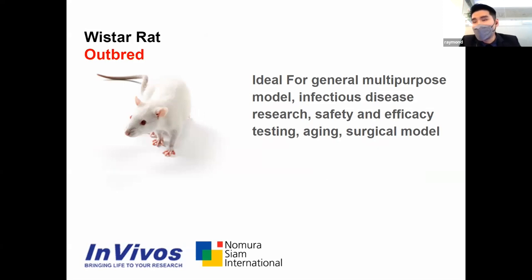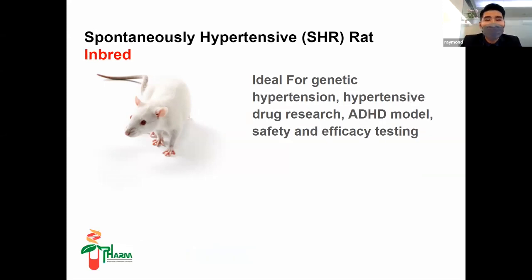Wistar rat. If you mix both of them together, the SD rat and the Wistar rat, you probably cannot separate them. Some say that Wistar is smaller, but for me, I can't really recognize which one is which because both of them look very much alike. So the Wistar rat is also a very common model, a general multi-purpose model. And to my understanding, some people use it for aging models, as well as infectious disease research.